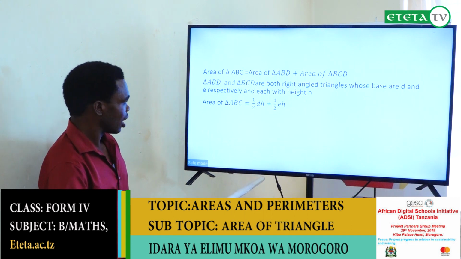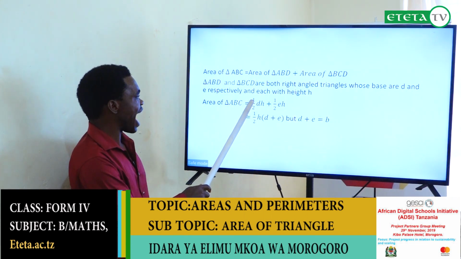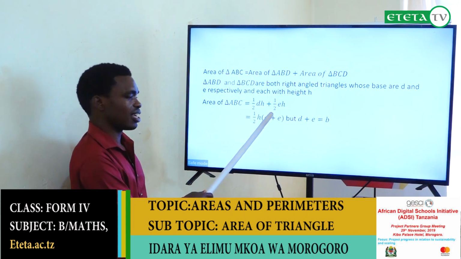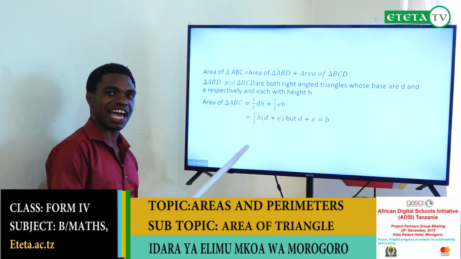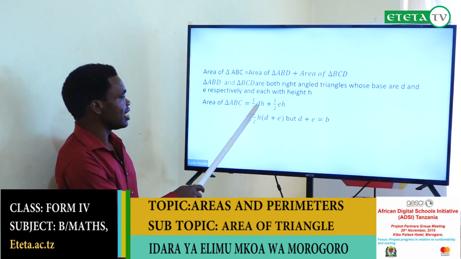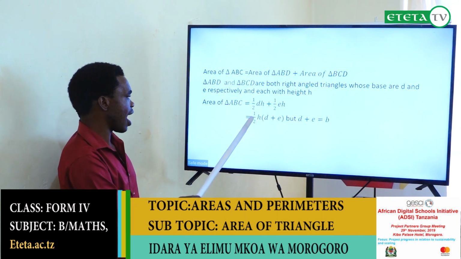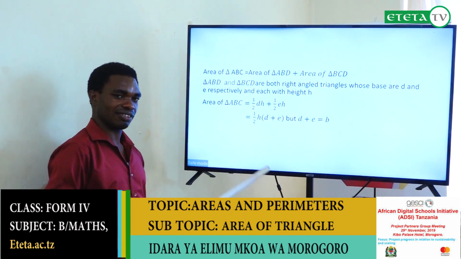Now, when you look at this one, you can observe that this a half H is common, it appears here and also here. Therefore, what we can do is take a half H outside. Taking a half H outside, here will remain D, and here will remain E. So it will be a half H, then in a bracket, D plus E.